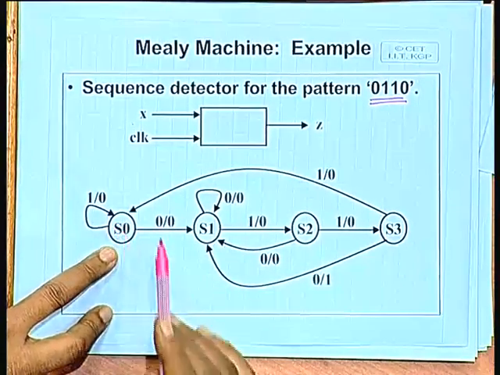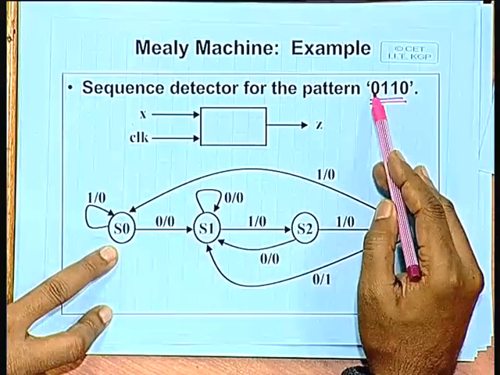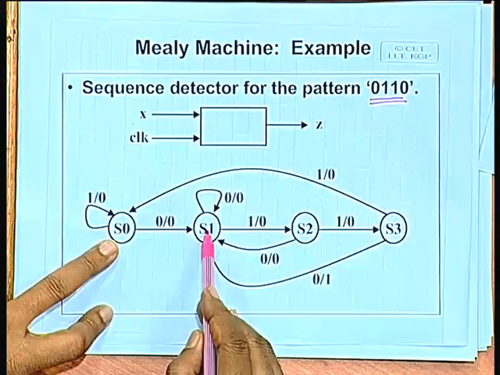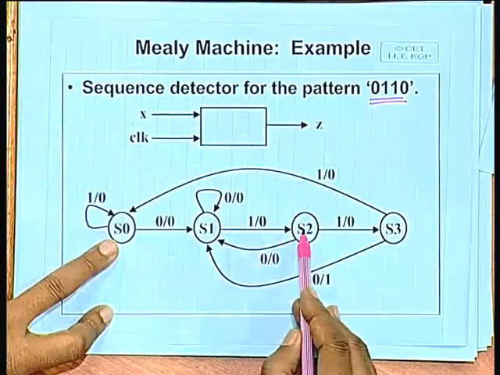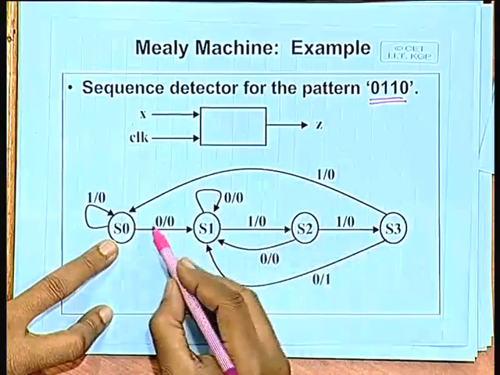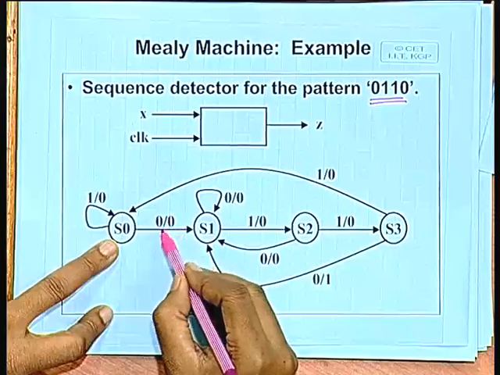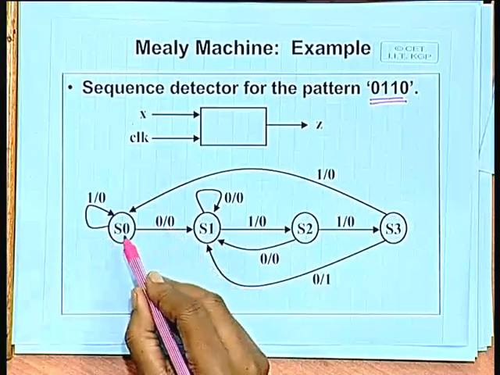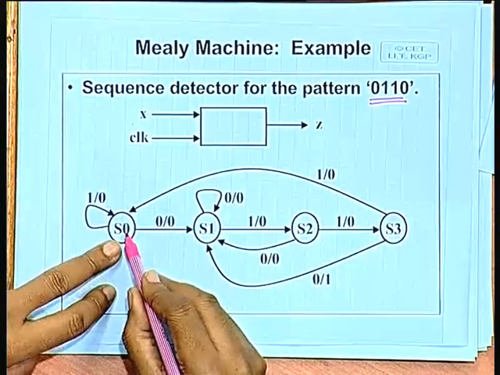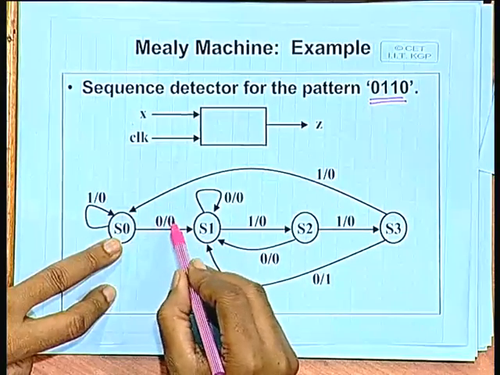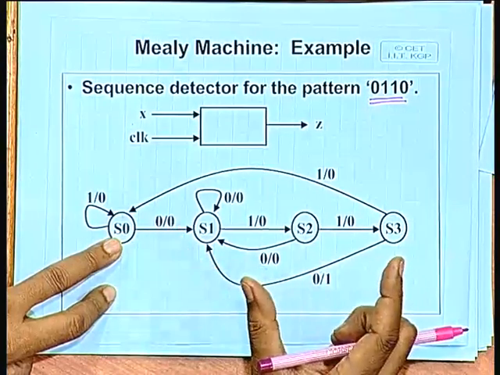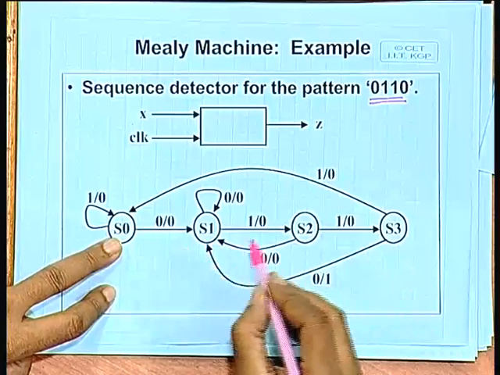S0 is the initial state, we do not know anything. Well, we get a 0, we move to S1, we get a 1, we move to S2. This is the input slash this is the output. So, we get from S0 to S1 if the input is 0 and the output is 0, because we have not seen the entire pattern as yet.